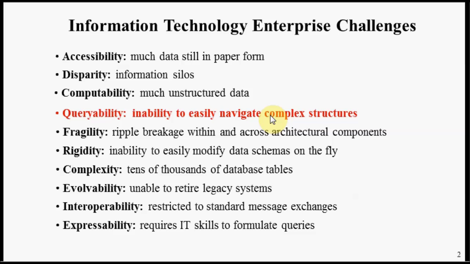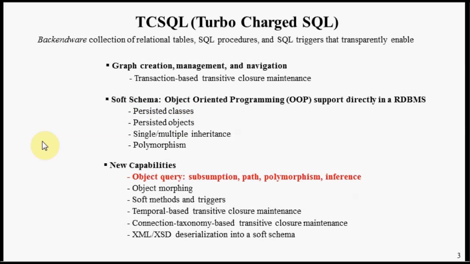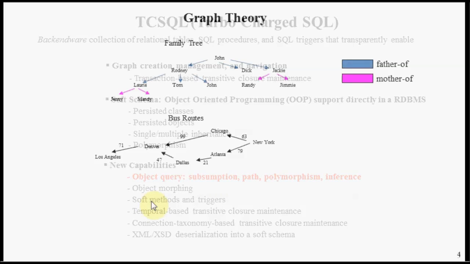Information technology has a number of significant challenges associated with it. In today's presentation, we're going to look at queryability, the inability to easily navigate complex structures. To address the challenge identified on the previous slide, we're going to look at a technology called TCSQL. In particular, we're going to look at a capability that provides sophisticated query capability using standard relational database technology. We will look at a variety of query types.